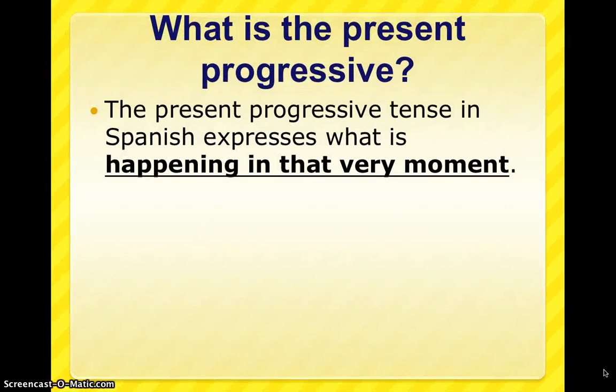So you might be asking, what is the present progressive? The present progressive tense in Spanish is something that we use to express what is happening in that very moment. So we're really emphasizing the idea that we're doing that action right now. In English, we form the present progressive by adding ing. So for example, we might say, I am speaking, or the boys are running.